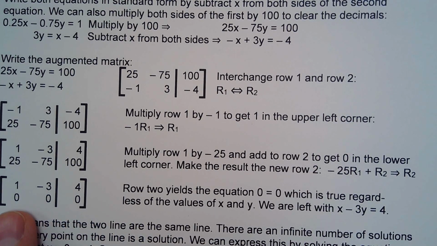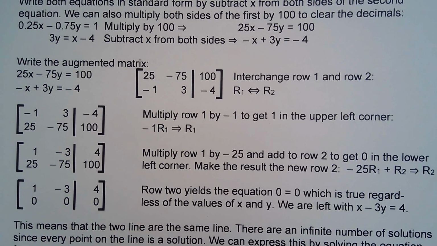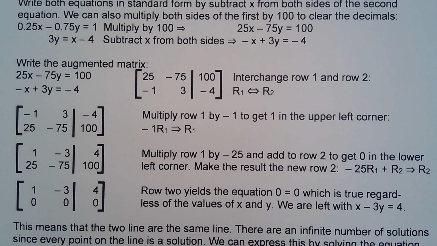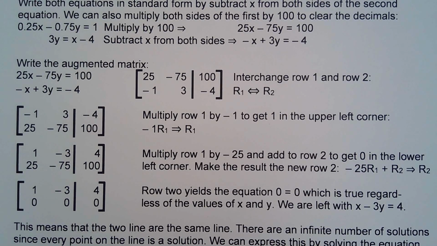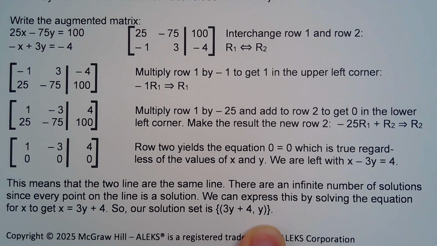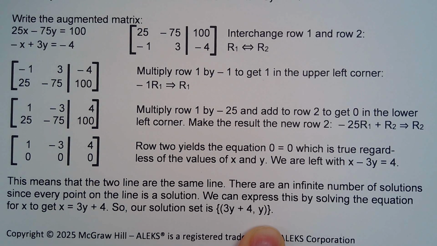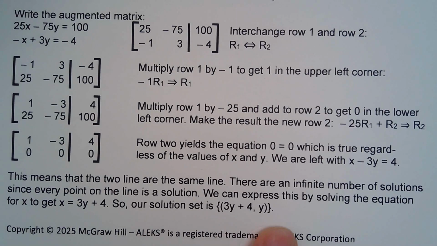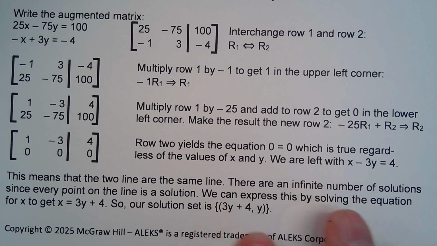And then when you do that, notice you get zeros all the way across. If you get zeros all the way across, that means there's an infinite number of solutions, since every point on the line is a solution. We express this by solving the equation for x. So our solution would be the set of all points (3y plus 4, y). It's kind of a weird way, but you're saying y is arbitrary. I can make up any number, and this is the way I can generate all those possible points.